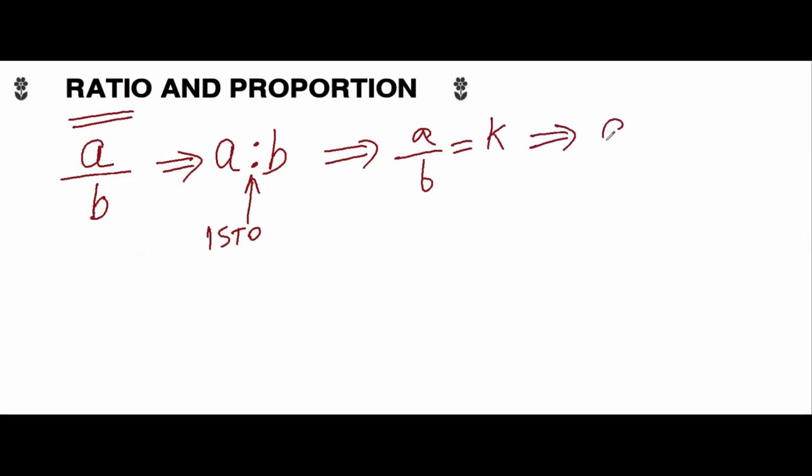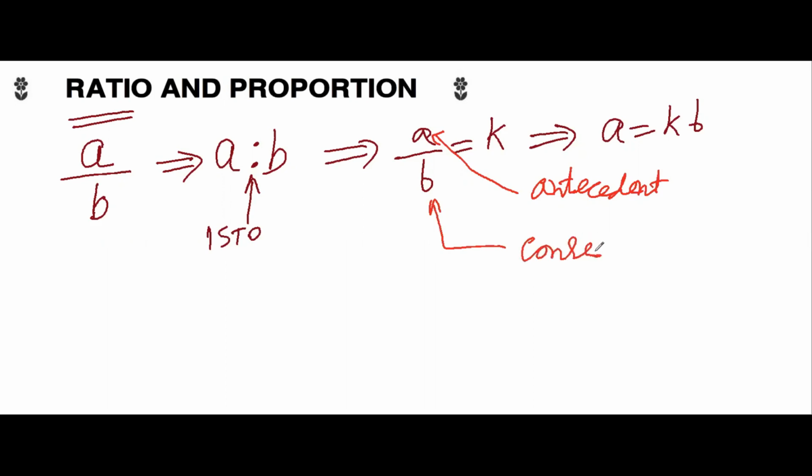We can also say this as A by B is some constant. So what we can say? We can say A is equal to KB by doing cross multiplication. Now here, whatever is there in the numerator, A, that is called antecedent. And whatever is there in the denominator, we call that consequent. The upper one we also term sometimes as the first term, and the denominator part, consequent, is termed as your second term.